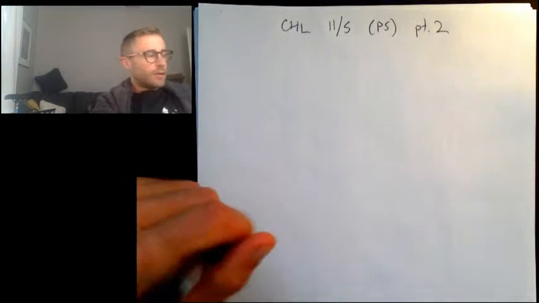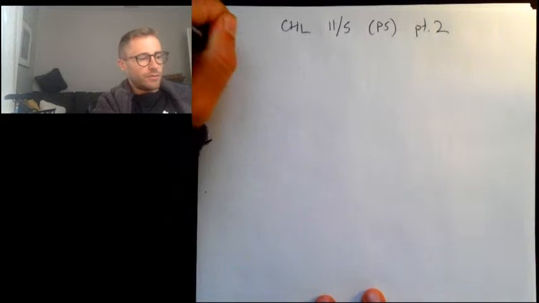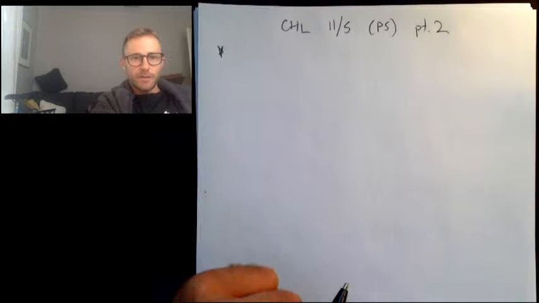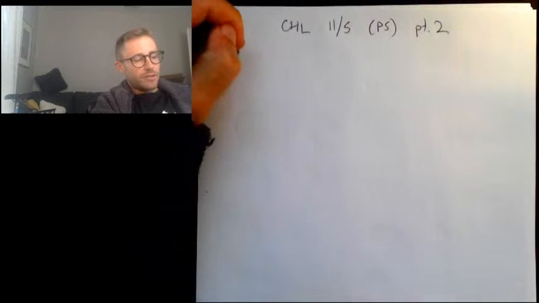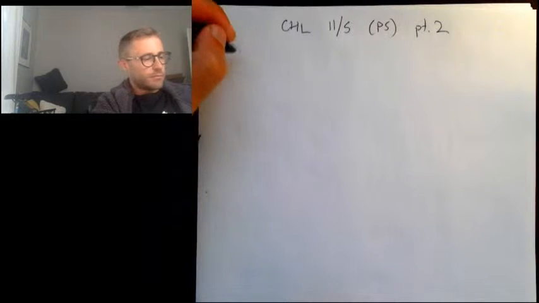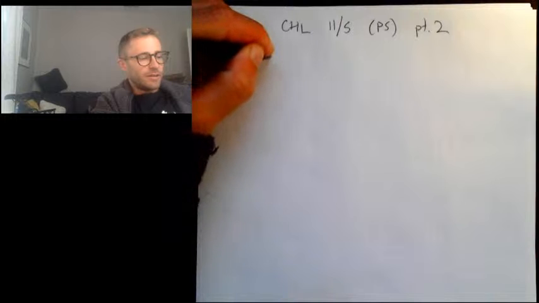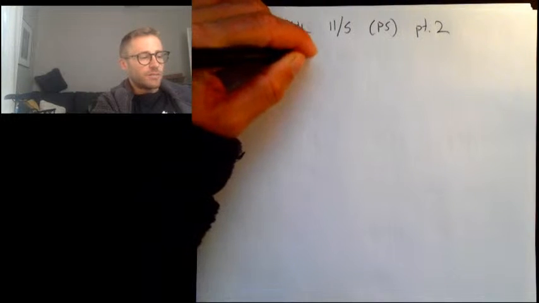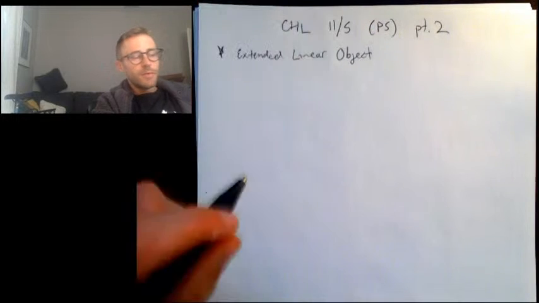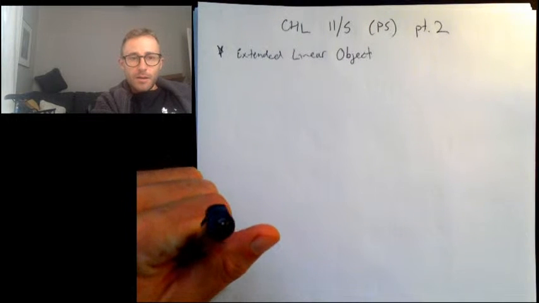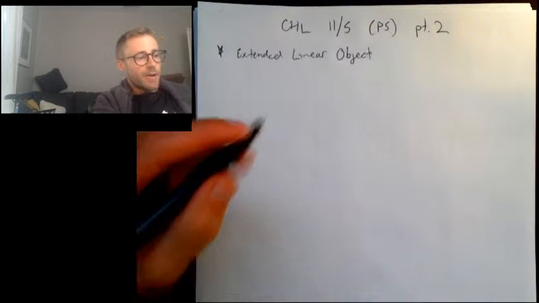Okay. So the last scenario in which you should calculate the gravitational field is if you have an extended object. I'm going to say an extended linear object. So here's an example.